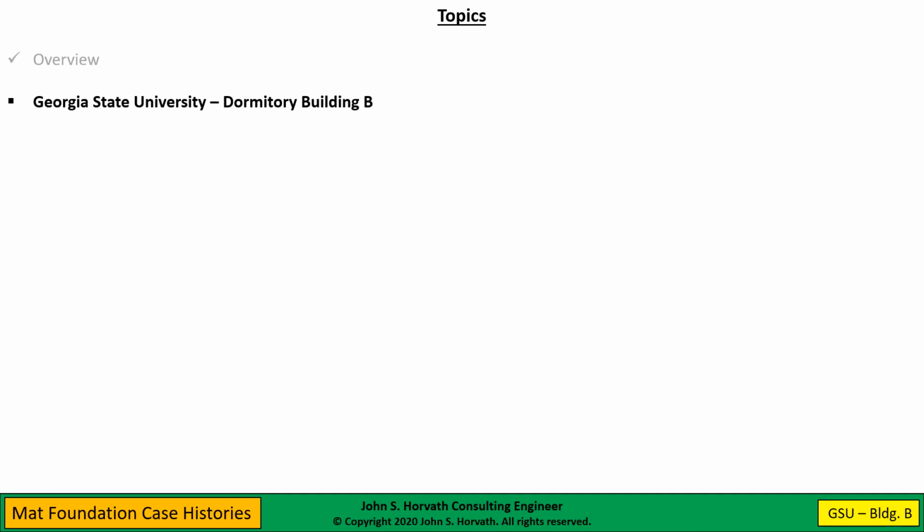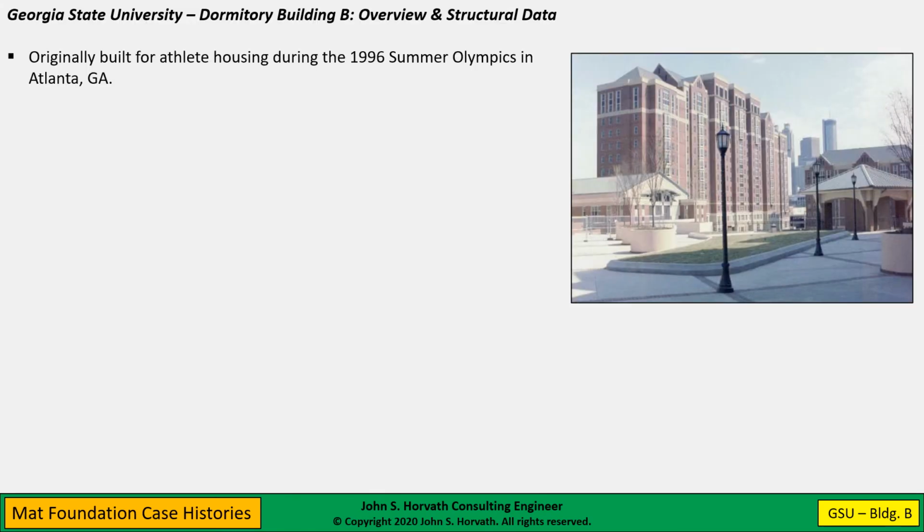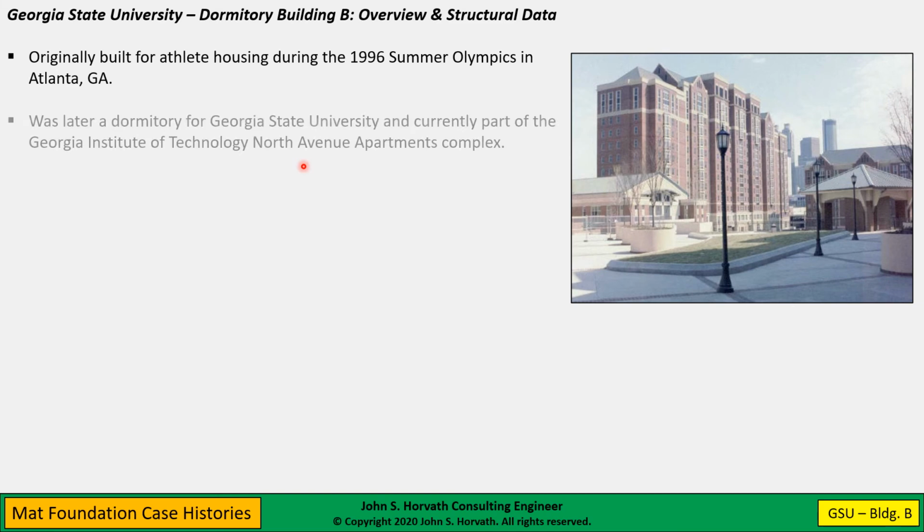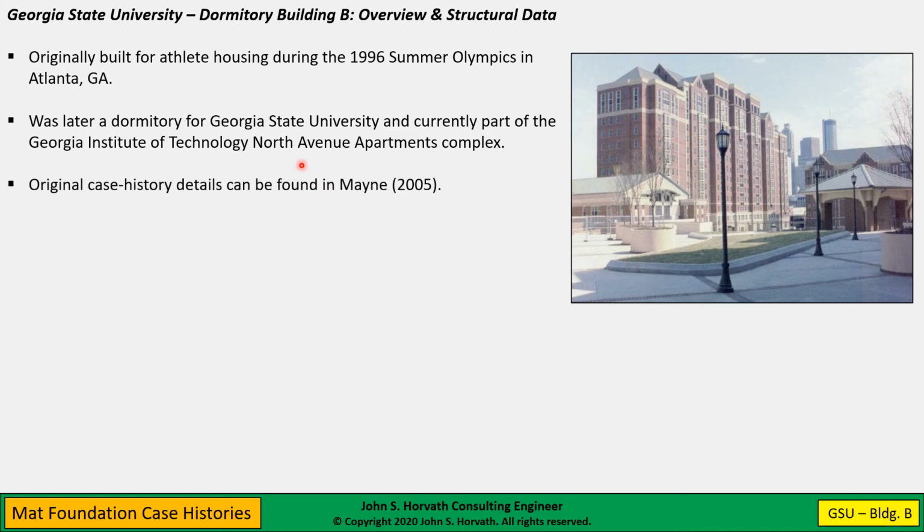Well, the first case history I call the Georgia State University Building B. Very interesting building, originally built in the 1990s for the Summer Olympics in Atlanta, Georgia. It was later a dormitory for Georgia State University and has since changed hands to Georgia Tech, now called the North Avenue Apartments Complex. You see the building here, relatively narrow compared to its length, with brick exterior cladding, or curtain wall as it would be called here in the United States.